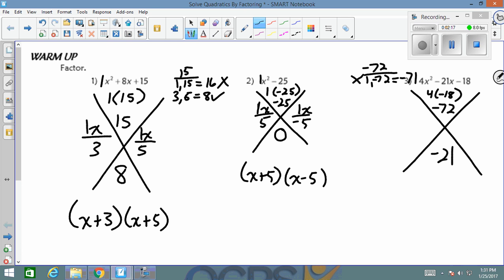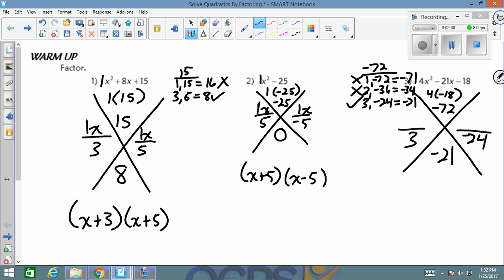That doesn't work. So let's try 2. 2 goes into it 36 times. So that gives me negative 34. Still not good. Then we try 3. Well, 3 goes into it negative 24 times. When I add that, it gives me negative 21. That's good. So we're going to do 3 and negative 24.